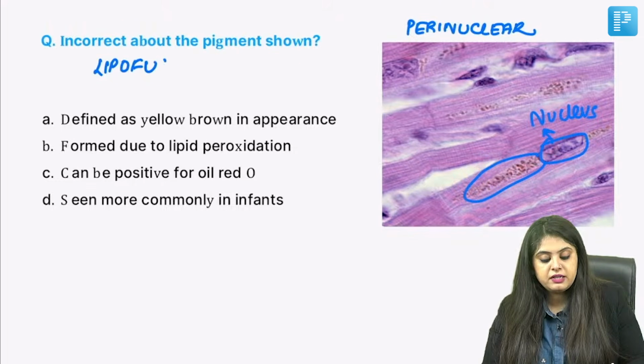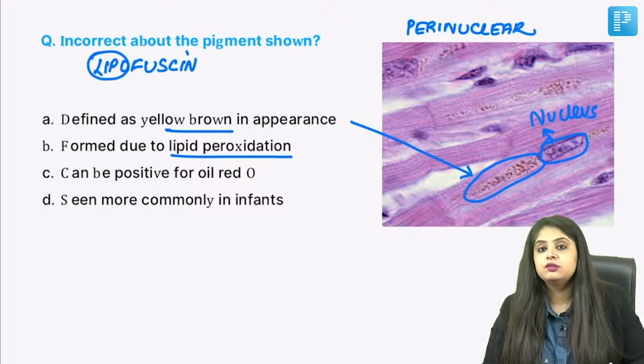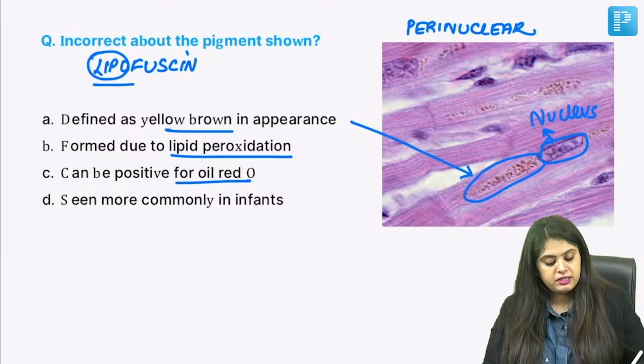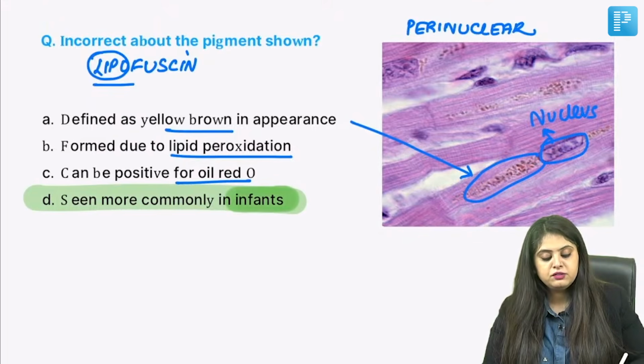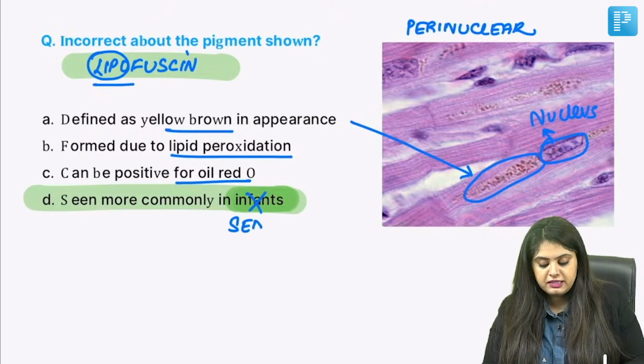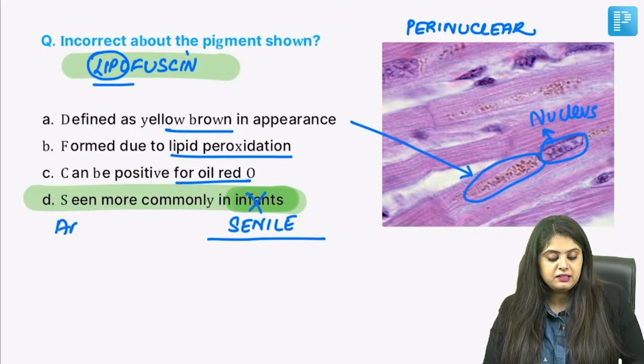So now let me start reading. Is lipofuscin yellow brown in color? That is visible. Is it going to be lipo? Is it because of lipid peroxidation? That is also correct. Lipo, is it positive for oil red O? That is also correct. Is it seen in infants? No, ma'am. You told us lipofuscin was old age pigment. It was also known as senile pigment. So over here also option D is the wrong one, and that is the answer over here.